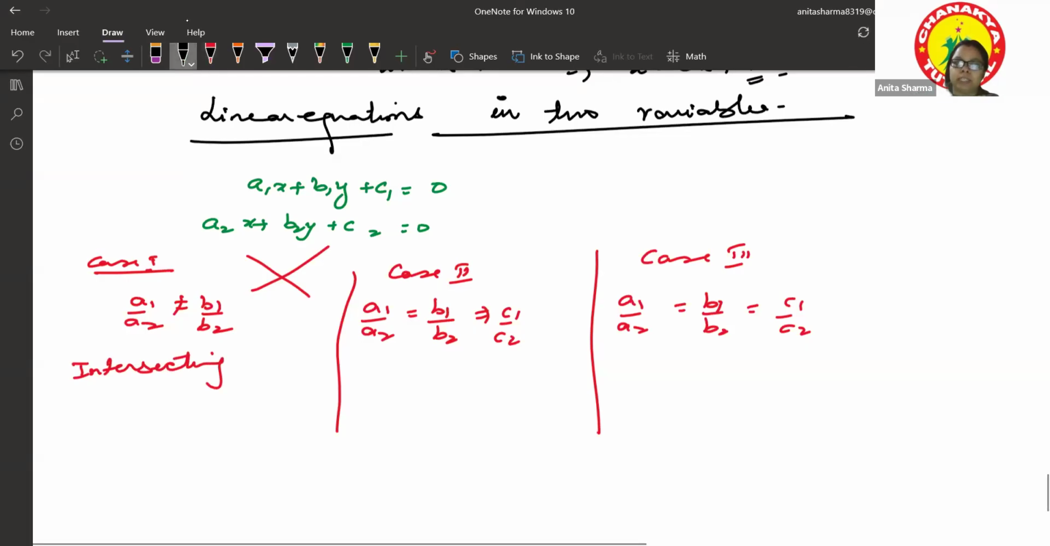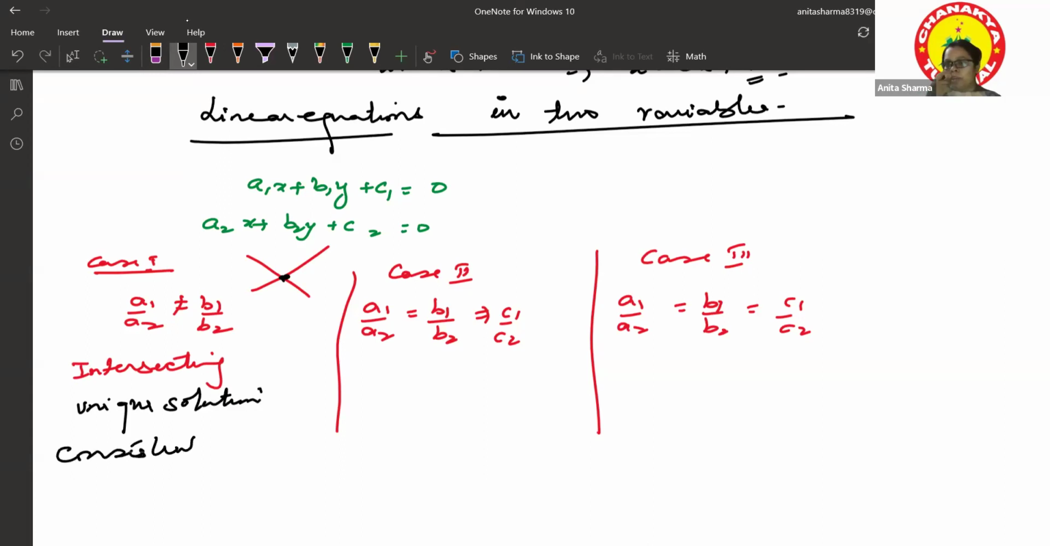If the lines are intersecting, it means they will intersect only at one point. So, therefore, a unique solution. And if a solution is there, it means the system is consistent. Fine.